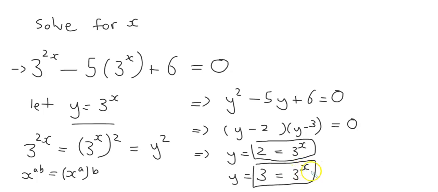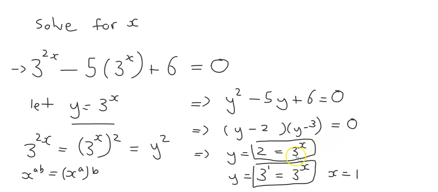However, for this bottom one here, 3 is equal to 3 to the x, we actually don't need logarithms. Sometimes you could just work out the answer almost in your head. So in this case, x has to equal 1, because 3 to the power of something gives 3. Remember that 3 is the same as 3 to the 1, and so x has to equal 1 in this case. But certainly for this one up here, 2 is equal to 3 to the x, we definitely need to use logarithms for that one.